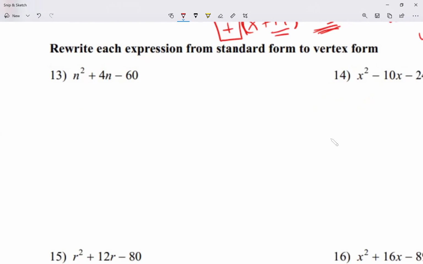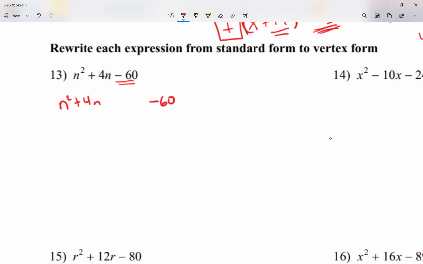What I'm going to do, this number that is by itself, this minus 60, I'm going to move it a little more to the right. So let me rewrite this as n squared plus 4n. Let me leave some space in there, and let me write my minus 60. So all I did was I opened some space in here. Now, when I focus on my first two terms, n squared plus 4n, I'm going to complete the square.